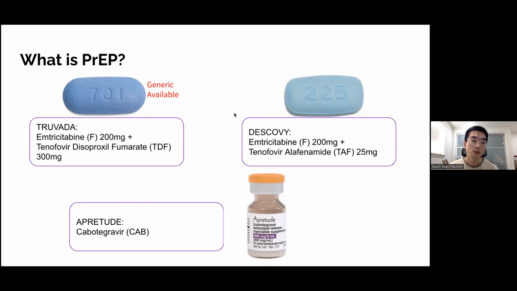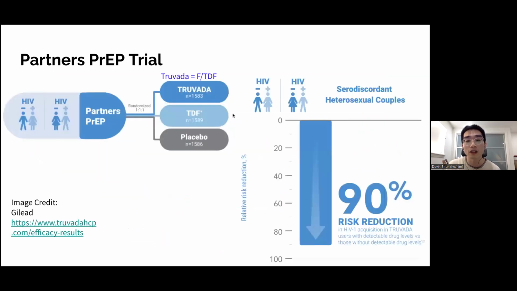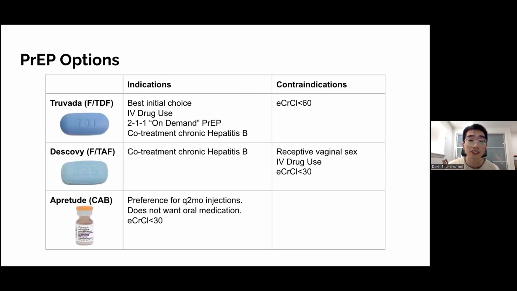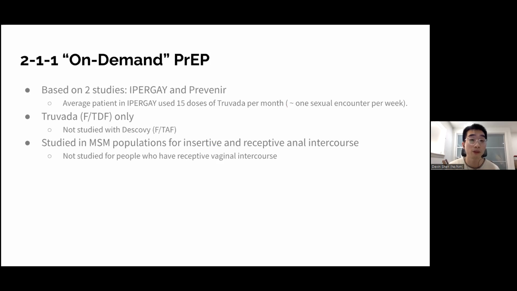Because we were talking a little bit earlier about the 2-1-1 study, and with the iPrEx study, on average, the participants were using 15 pills per month. So doing the math, 15 divided by 4, people were having a sexual exposure once every week or so. And this kind of predicates a baseline level of tenofovir in someone's blood.